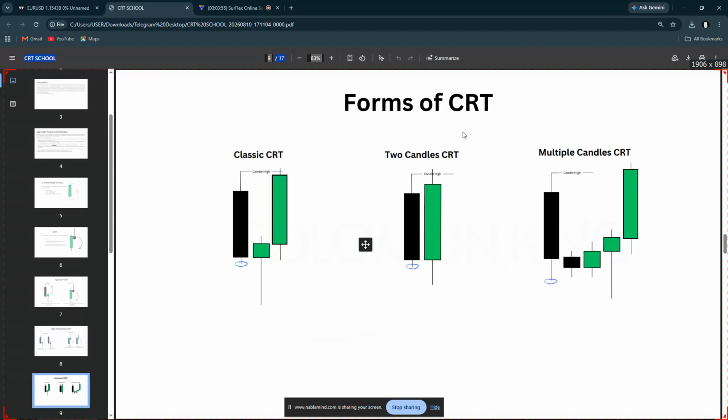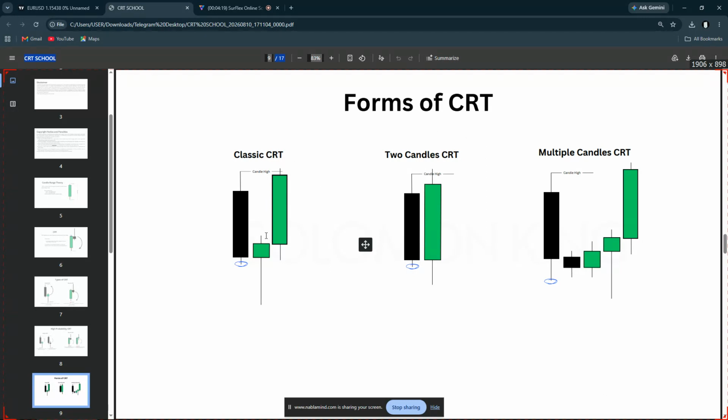Now we have forms of CRT. We have the classic CRT, we have the two candle CRT, and also we have the multiple candle CRT. I'm going to go into the chart now and break this down. But before I do that, let me break down how the forms of CRT work and what forms of CRT we have. Now we have a classic CRT.